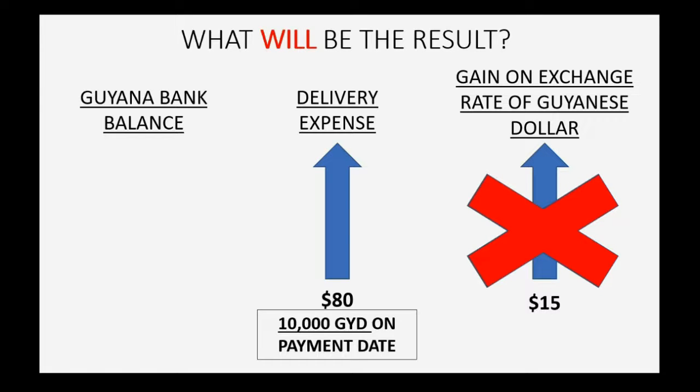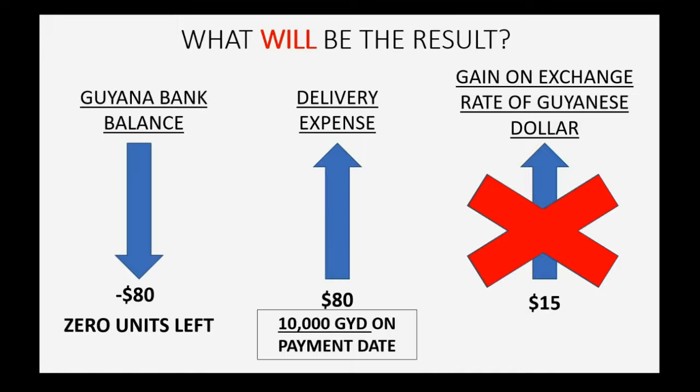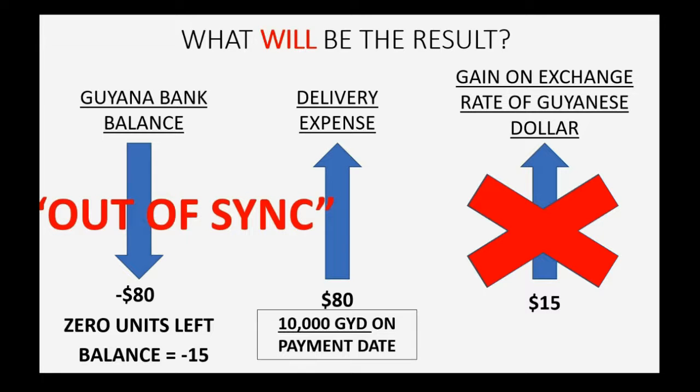But instead of recording the $15 gain, the Guyana bank balance will decrease by the whole $80. And even though there are 0 units left, the balance of the Guyana bank account will unfortunately go down to negative 15, even though it should be 0, because there are 0 units left. It means that the Guyana bank account will be out of sync regarding the value of each unit compared to the balance of the account.